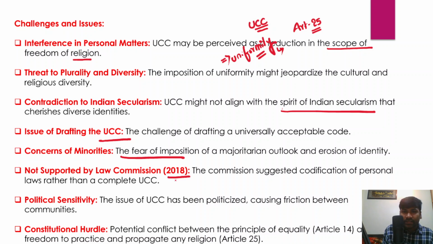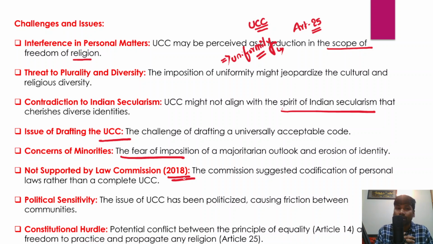And in fact, the Law Commission in the year 2018 did not suggest the implementation of the uniform civil code. Rather, the Law Commission asked for the codification of the personal laws, but not the implementation of the uniform civil code. And this is another argument given by experts for not implementing the uniform civil code in India. And the uniform civil code is a politically very sensitive issue, because it has been politicized, and the BJP government has made its implementation part of its manifesto.